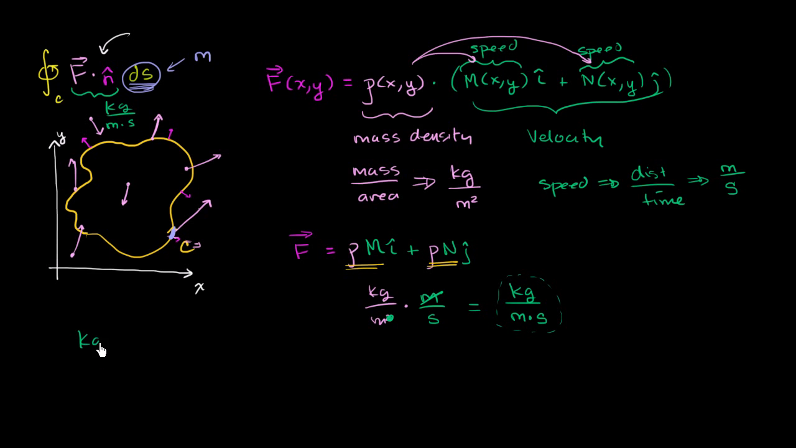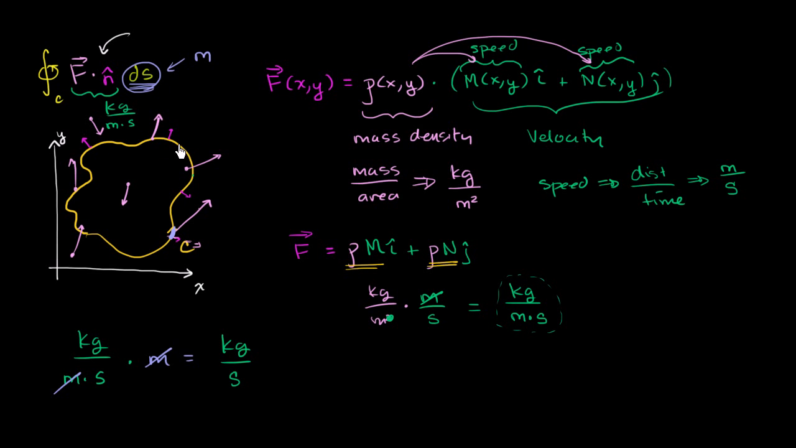So if you have kilograms per meter second, and you were to multiply that times meters, what do you get? Well, this meter is going to cancel with that meter, and then you get something that kind of starts to make sense. You have kilogram per second. And so this hopefully makes it clear what's going on here. This is telling us how much mass is crossing that little ds, that little section of the curve, per second.